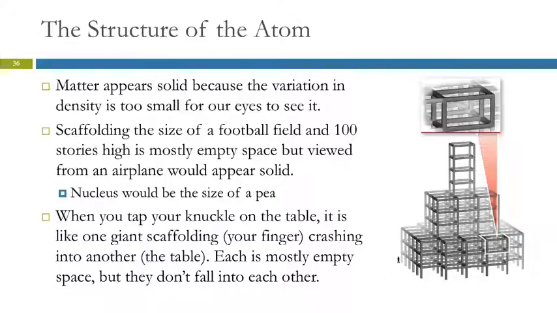So when I tap my knuckle on the bench top here, my hand doesn't pass through the bench because it's like taking one giant scaffolding and crashing it into another. They're mostly empty space, but they can't fall into each other. That make sense? That's the attempt to give you a picture of what the atom's like.